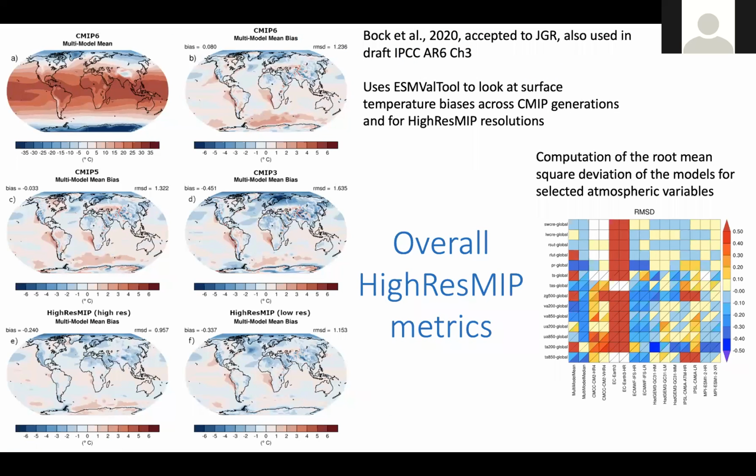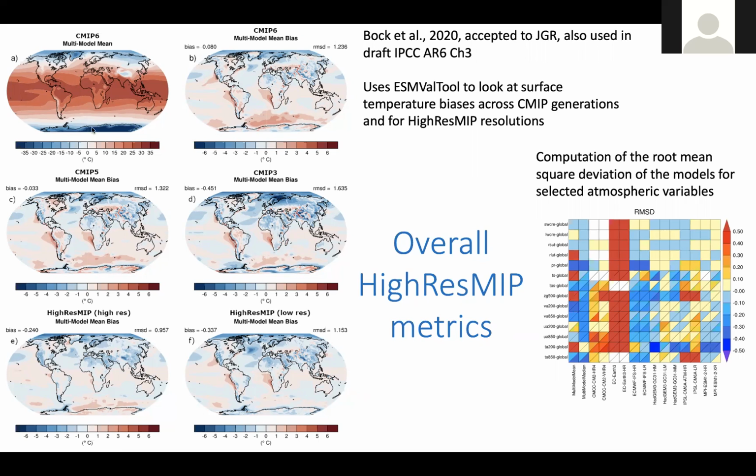So just take a brief look at some of the outcomes. This is a plot that came out of the ESMValTool. Since all the data are now on the portal, it's possible to invoke the ESMValTool and to look at errors, for instance, in the simulation of surface temperature.